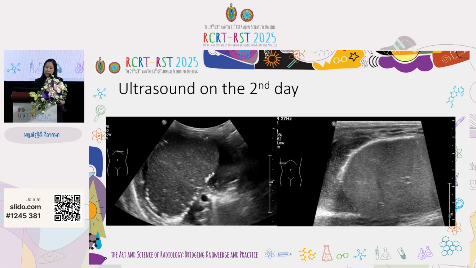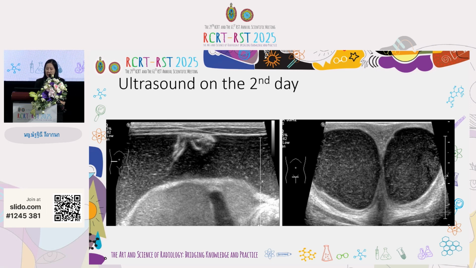Ultrasound on the second day also showed multiple bright echogenic foci along the hepatic surface and along the peritoneal lining. And there is ascites with floating debris, which is meconium. Ascites with meconium is also seen in the scrotal sac, likely due to a patent processus vaginalis.